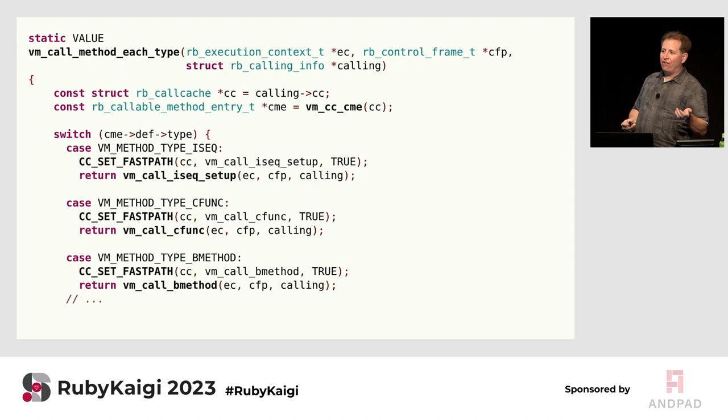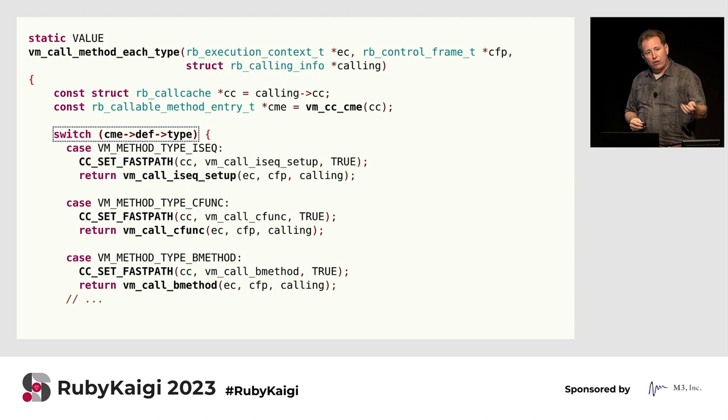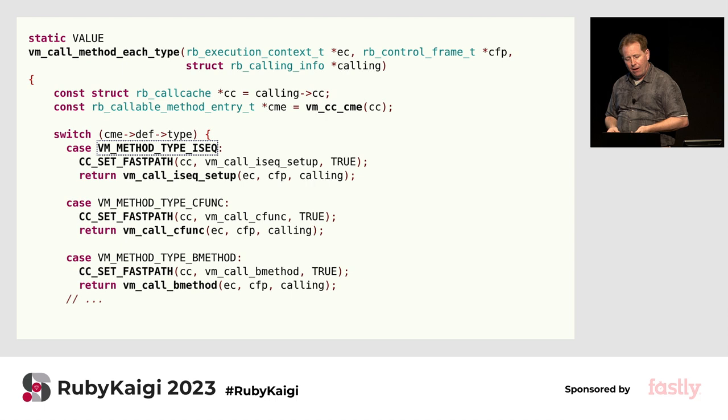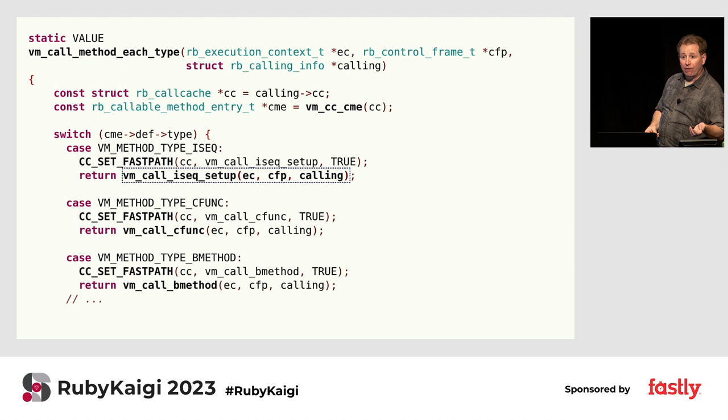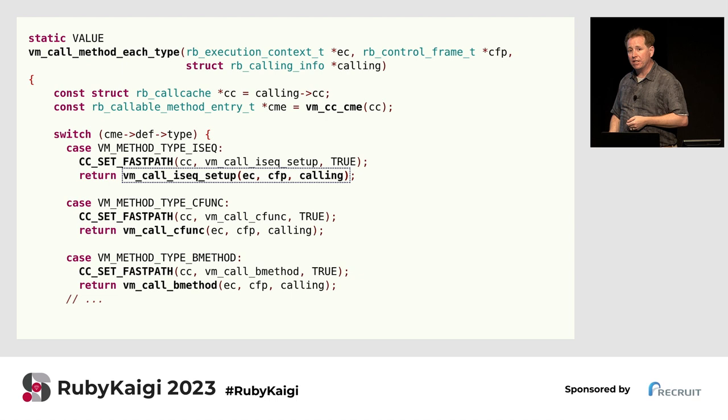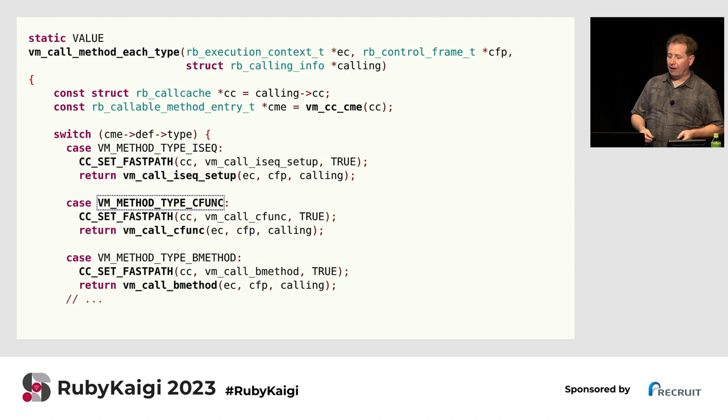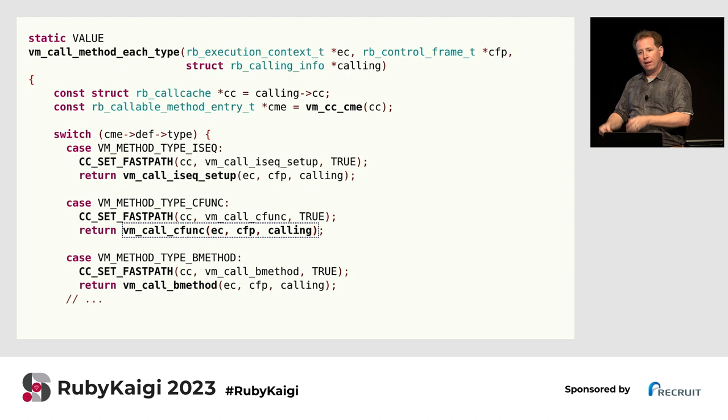Ruby has a C function named vm_call_method_each_type, which handles all of the different method types that Ruby supports. A simplified version of this method is shown here. Now, this function uses a C switch statement on the type of method, similar to a Ruby case expression. Normal Ruby methods defined with def use the iseq method type, and logic specific to calling iseq methods is in vm_call_iseq_setup. This is the code path that Sasada-san fixed in Ruby 2.2 to allow normal methods to accept large argument splats. Ruby methods defined by C functions use the cfunc method type, and logic specific to calling cfunc methods is in vm_call_cfunc. So this is the code path that was fixed by my initial patch and Sasada-san's patch.